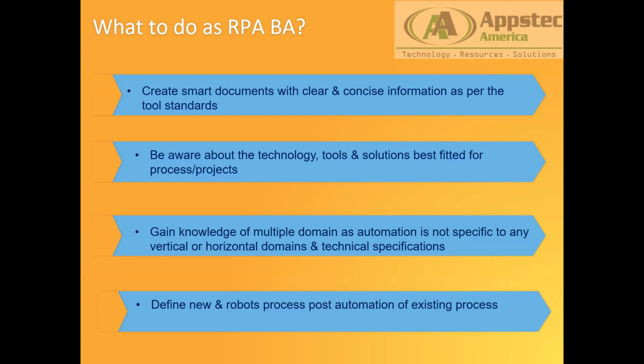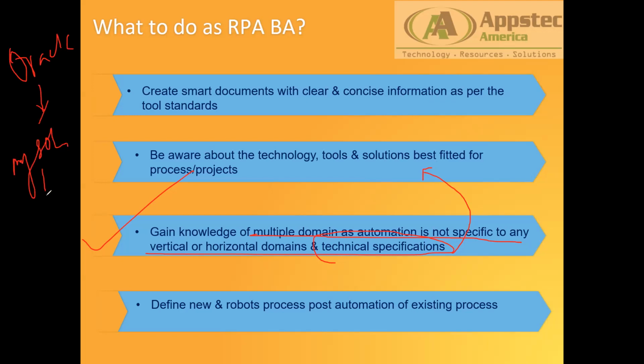Okay, next, what is the third one? Gain knowledge about multiple domains, as automation is not specific to any vertical, horizontal domains and technical specification. Technical specification is nothing but what we have already discussed here, the technology stack. If in one project you are working, the database might be in Oracle. The other project that you are working on, the database might be in MySQL, as I was citing. The other project might be using MongoDB as a database. See, there are different technology stacks in each project.